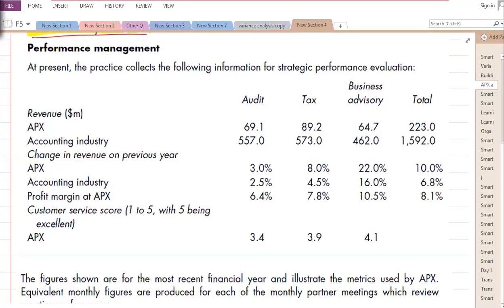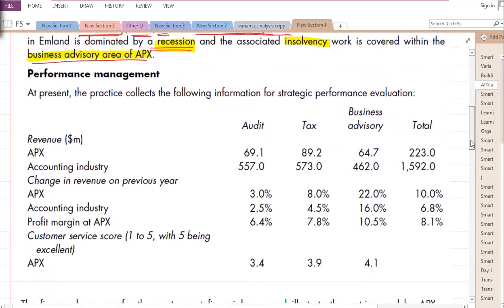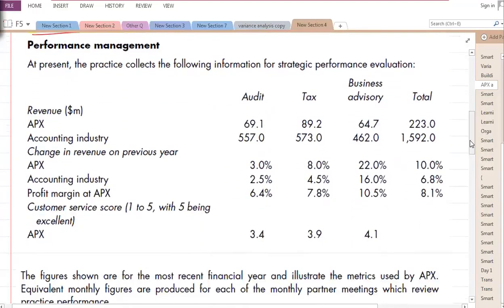And can you see? Maybe that's one of the reasons that the business advisory manager was getting more services, because of more business because of the recession. You can see a very big increase in business advisory. And then we have the accounting industry averages also. Then we have the profit margin for APX, right?